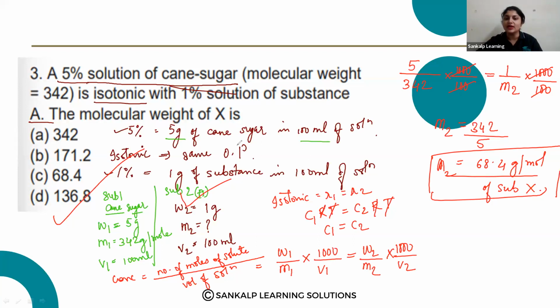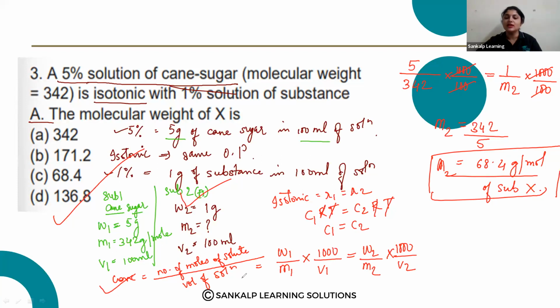Then from this we come to know that these are isotonic, meaning pi 1 is equal to pi 2. That is C1 RT is equal to C2 RT. So the osmotic pressure of pi 1 is equal to pi 2. Because both the solutions have the same concentration, C1 is equal to C2. Concentration is the number of moles of solute divided by volume of solution. So this is the formula.